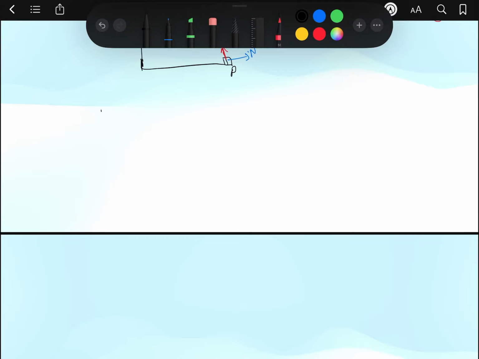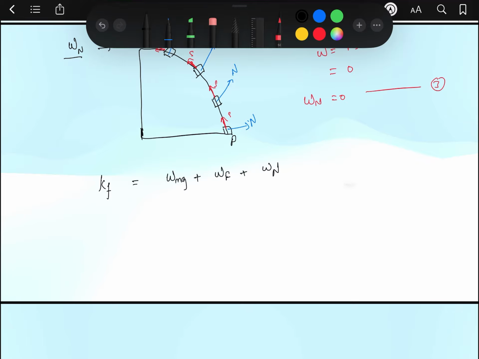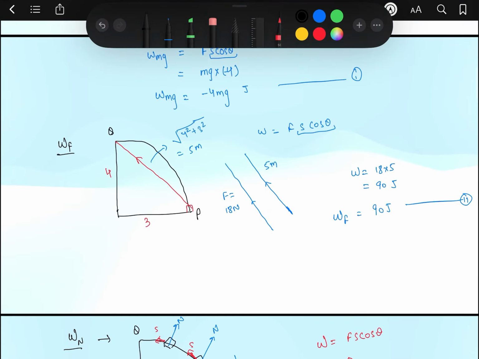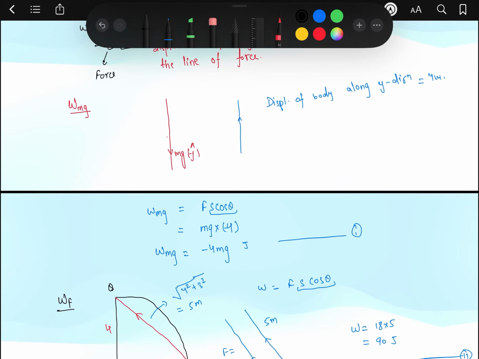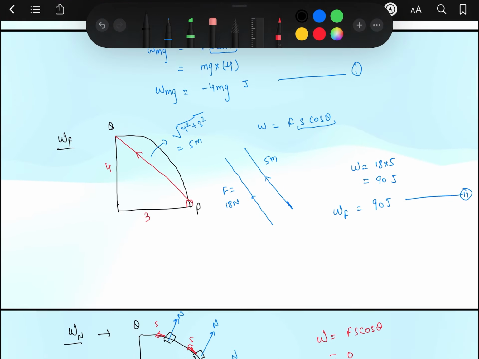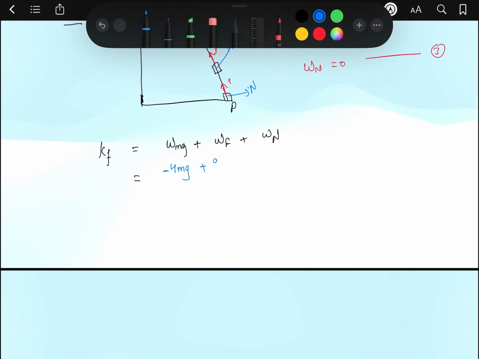That is what? K final, that means kinetic energy at point Q will be equal to work done by all the forces, that is work done by mg plus work done by this force F plus work done by this normal. Okay, what is the value of this work done by mg? We are getting here W mg, that is negative of 4 mg. Okay, so this term is negative 4 mg here, plus the value of this W F we are getting here 90 joules. Okay, and this is 0, right?